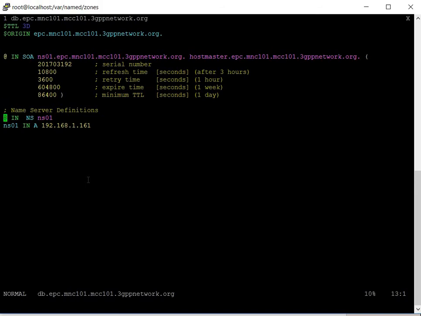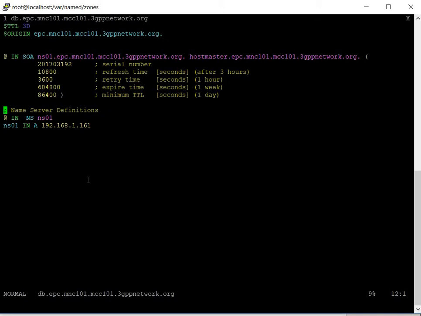So I'm defining first what DNS servers are authority for this domain. This NS01 is the name of the DNS server. Again, there's no dot at the end of this statement, which means it's implicit that it's really ns01.epc.mnc101 and so forth. And then I'm defining an A record, an IP address for that server, as being 192.168.1.161. So this is kind of the minimal amount of information you can define about a level of DNS hierarchy.